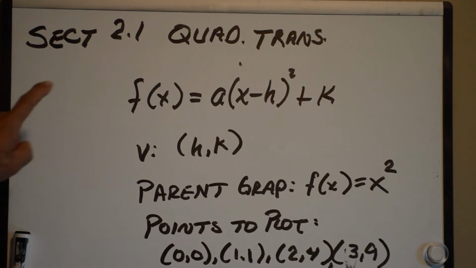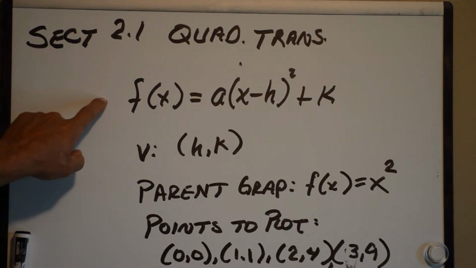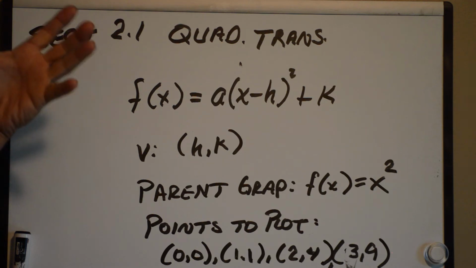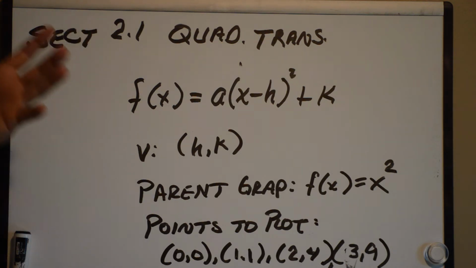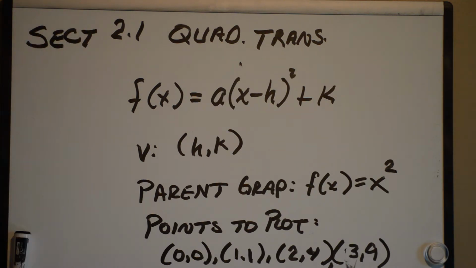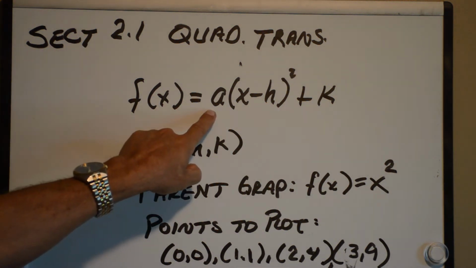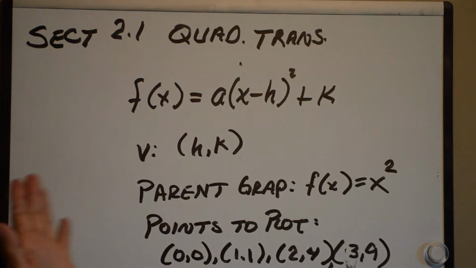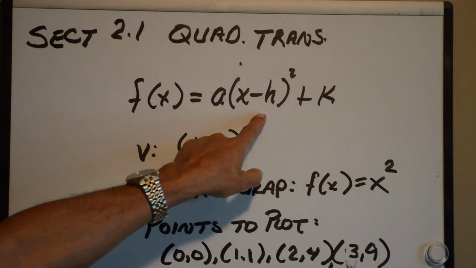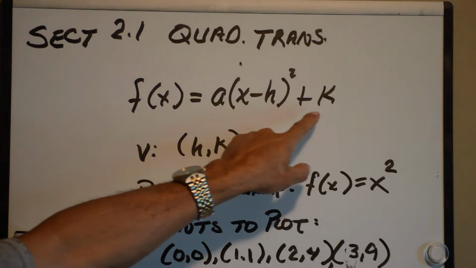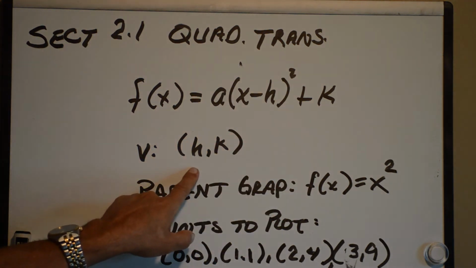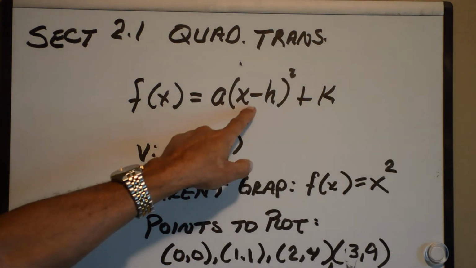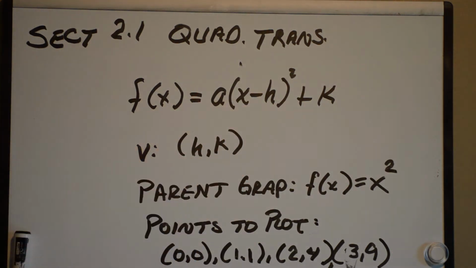Remember, this was our vertex form, and that was true for any function. We did it for linear functions. We did it for absolute value functions. A, remember, changes the width. H is the x value of the vertex, and k is the y value. So my vertex is at h, comma, k, the opposite of whatever's inside there.